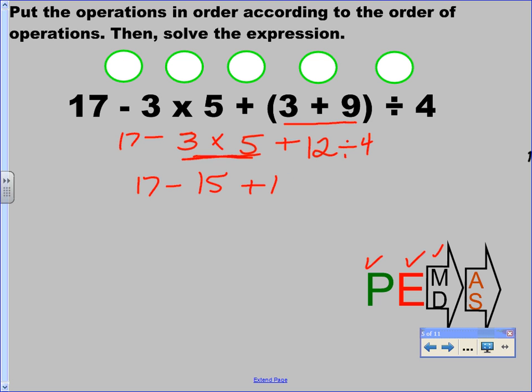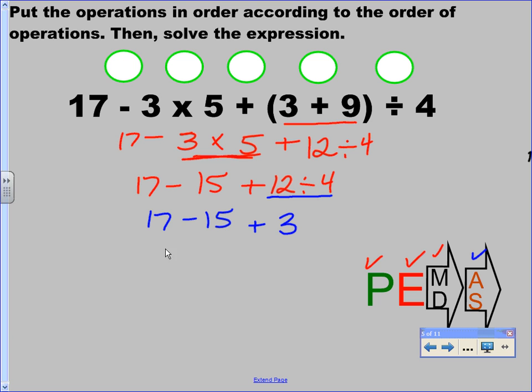And again, notice I bring everything else down every step. That's so I don't get confused. And even though I'm a grown-up and I'm a math teacher, I still do that. Okay, and then, whoops, we're not done with multiply and divide, are we? Because we have a division problem still. So I'm going to go ahead and do that step. 12 divided by 4 is 3. And then I'm going to bring everything else down.